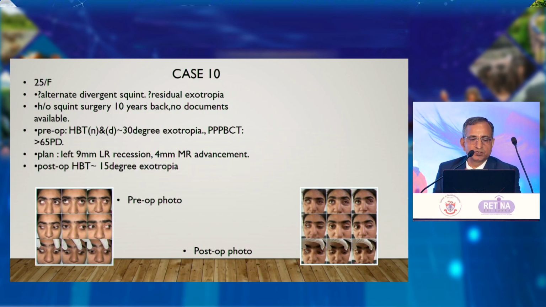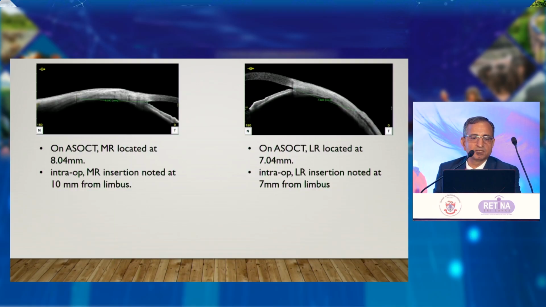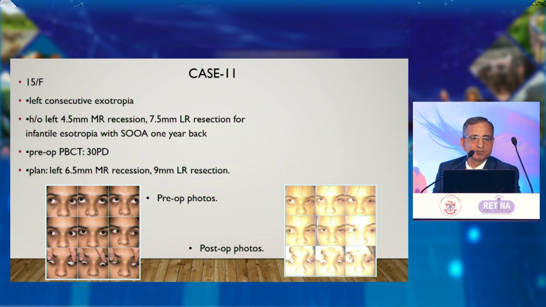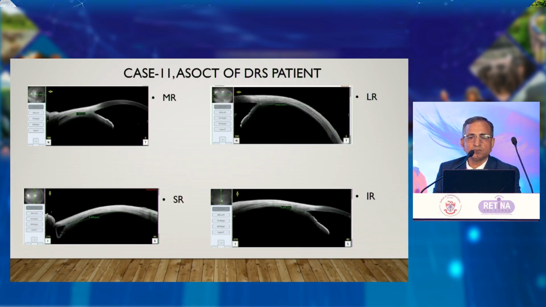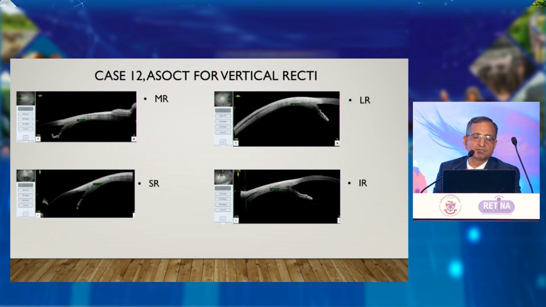This is another case of residual exotropia, with pre and postoperative photographs. These are the AS-OCT findings and intra-op findings of the medial and lateral rectus. This is a case of left consecutive exotropia, with pre and postoperative photographs. These are the AS-OCT findings of the same patient on the medial and lateral rectus. These are the AS-OCT findings of a DRS patient. And this AS-OCT can also be used for measuring the vertical recti also, and here you can see the AS-OCT findings in the superior and inferior rectus muscle.